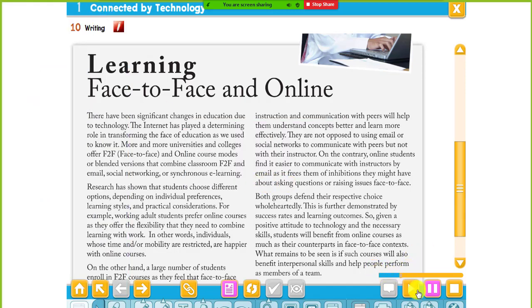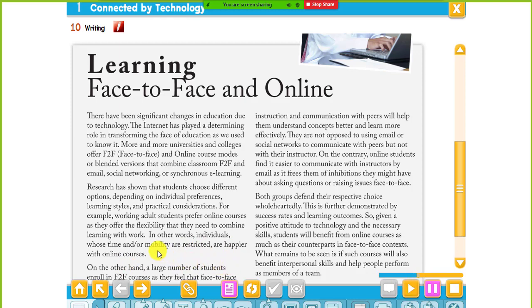Okay, let's go on. Students choose different options depending on individual preferences, learning styles, and practical considerations. For example, working adult students prefer online courses as they offer the flexibility that they need to combine learning with work. In other words, individuals whose time and or mobility are restricted are happier with online courses.